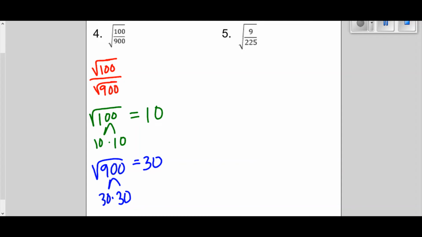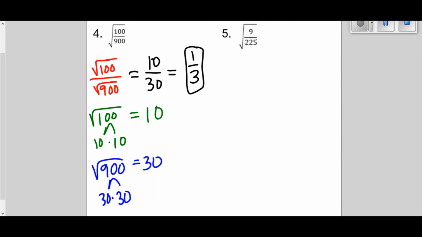So I could rewrite this fraction, square root of 100 divided by square root of 900, as 10 divided by 30, but that reduces. Those are both divisible by 10, so this will just be 1/3. 10 divided by 10 is 1, 30 divided by 10 is 3.